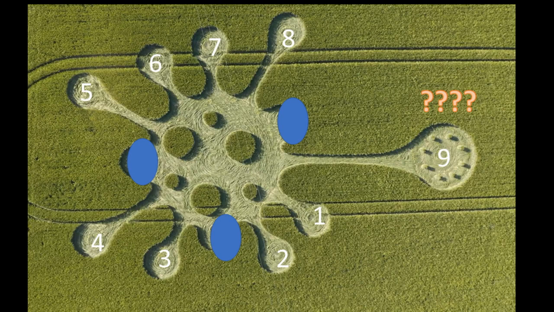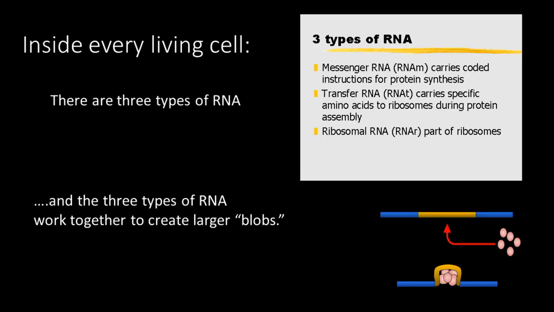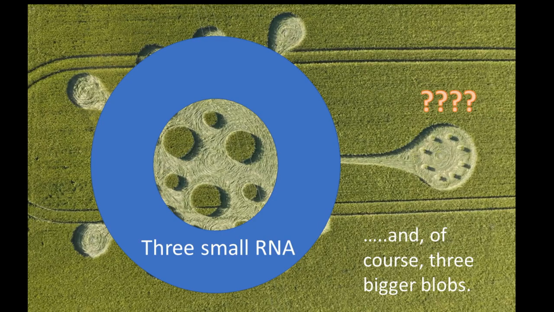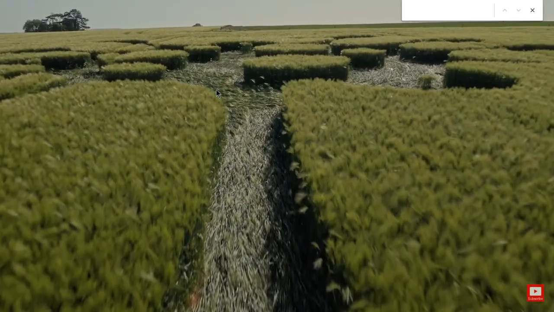Clearly, if this is a fake, then it's been faked by people who know an awful lot about science. But the accuracy doesn't stop there. On the very inside of every living cell, there are 3 types of RNA. And the 3 types of RNA work together to create larger kind of blobs. Sorry, that's the extent of my science knowledge. Once again, the COVID crop circle doesn't disappoint. Shown here inside the blue ring, 3 RNA and 3 larger blobs.